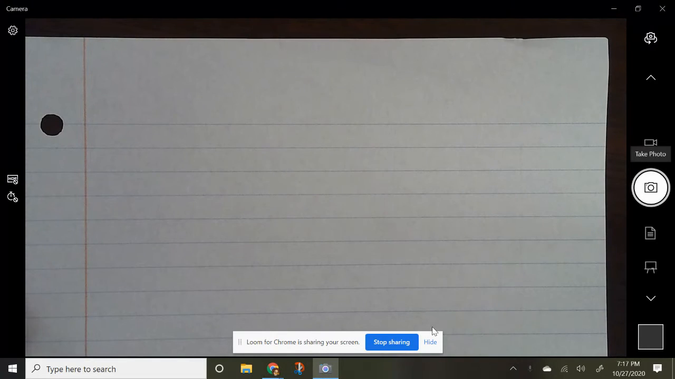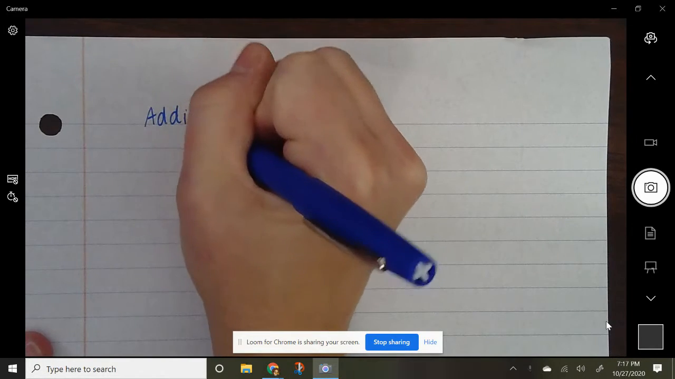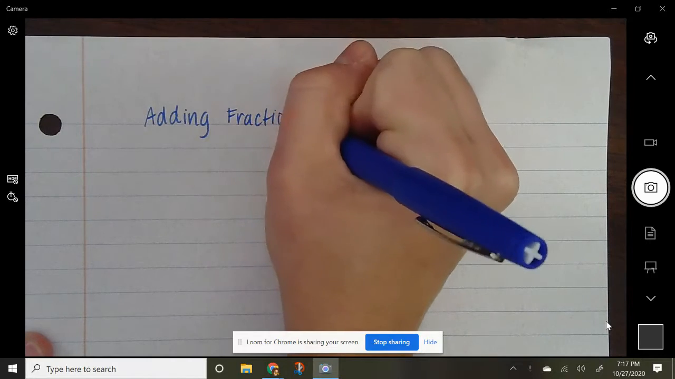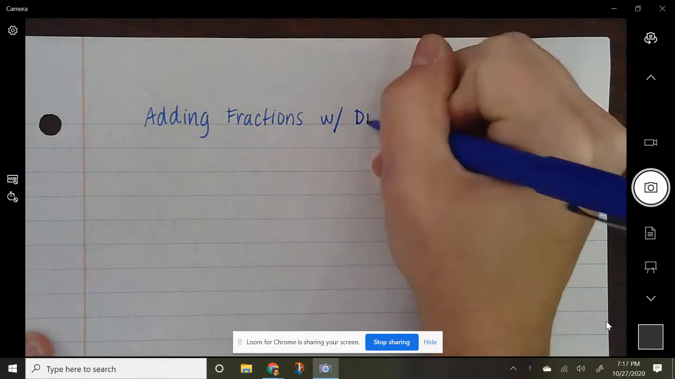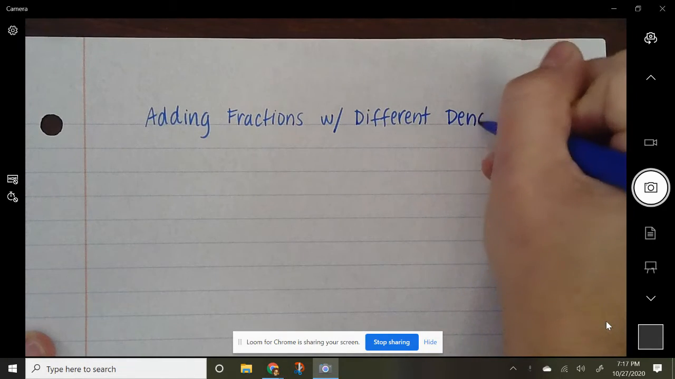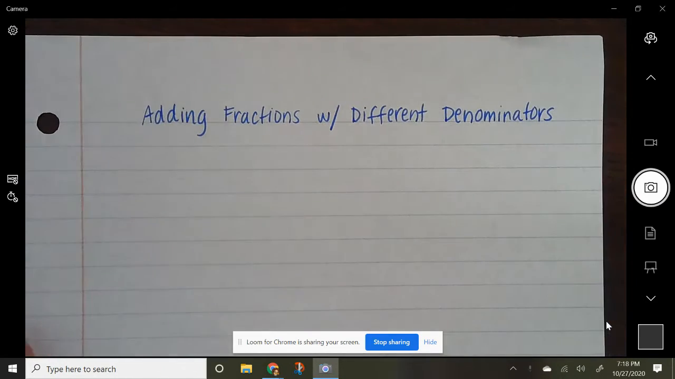Okay, today I'm going to be doing a lesson on adding fractions with different denominators. I like to title my paper Adding Fractions with, and that's the abbreviation for with, different denominators. All right, that is the title of this.